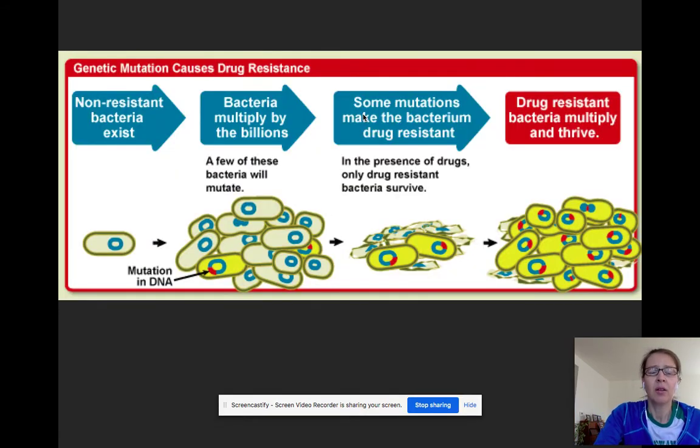Okay. The last example you need to be able to do is the evolution of antibiotic-resistant bacteria.